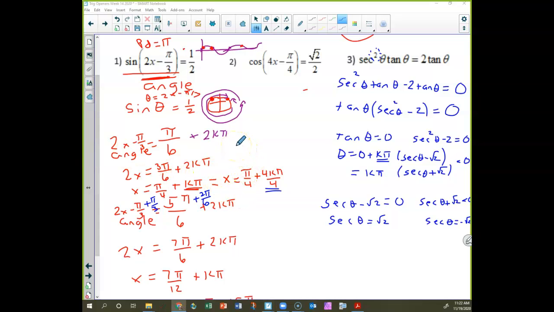But I've got to be honest. Don't tell Mr. Epling I haven't been doing those. I don't have any clue what that is. Okay, I'll do it another way. If secant is root 2, what else do you know?